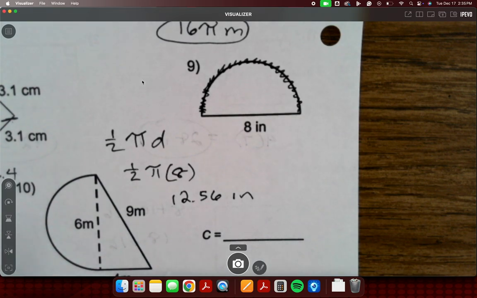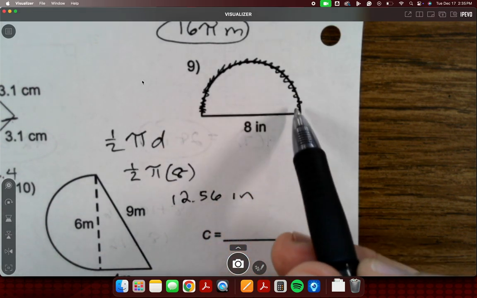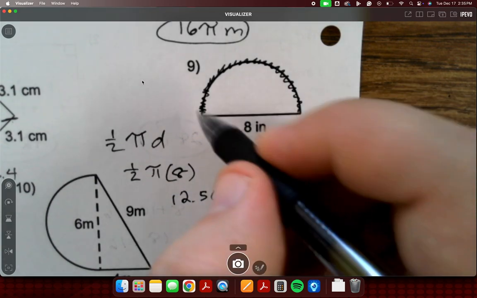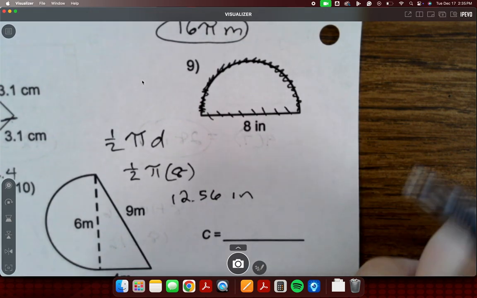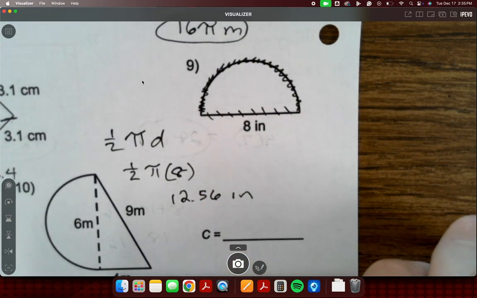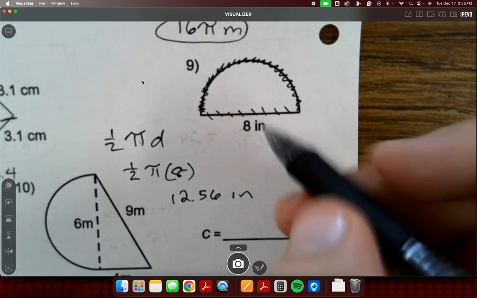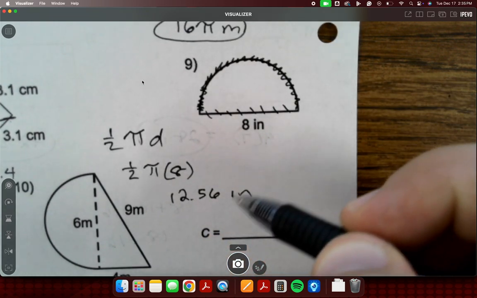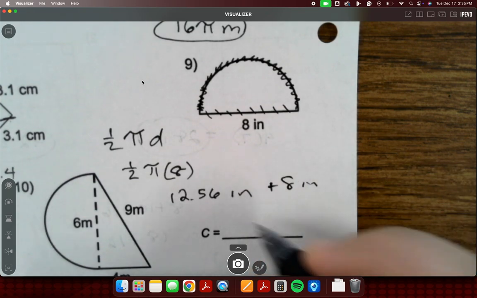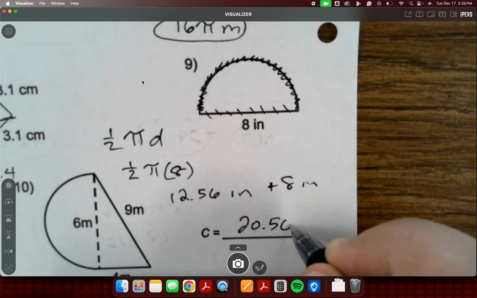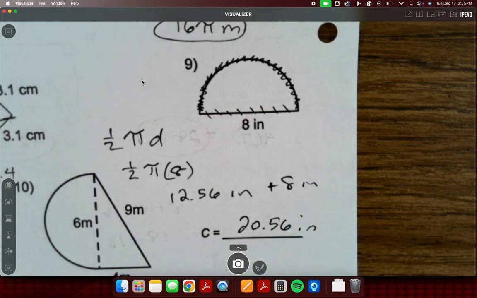You've got to remember, not only is what I've drawn on part of the outside of the shape, this is also part of the outside of the shape. Now, the good news is we already know exactly what that measures. It's 8 inches. So I just get the semicircle, which is 12.56, then I add the 8, so I get a total of 20.56 inches.